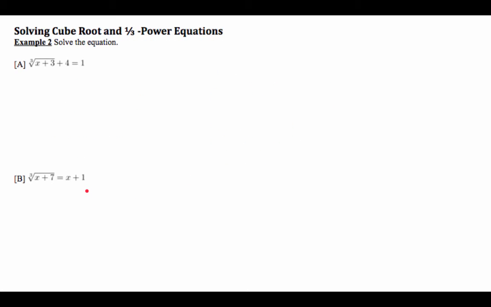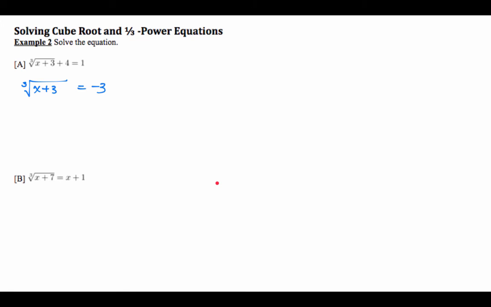Let's move on to solving cube root and 1/3 power equations. Once again, what we do is we isolate the radical. When you do that, the cube root of x plus 3 is -3. Now that looks kind of weird, but when the index is an odd number, you're allowed to have a negative value, which means that the inside of the radicand expression has to be negative, right?